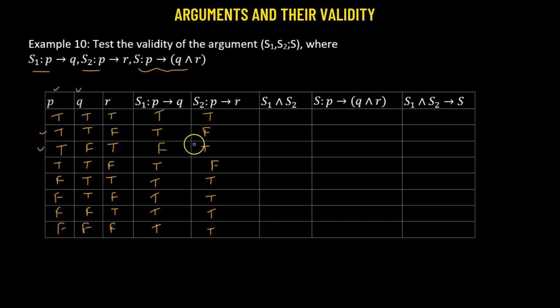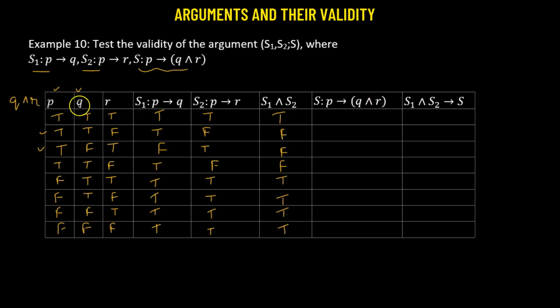Then we take the conjunction of hypothesis 1 and hypothesis 2. So this will be true, true, false will be false, false, true will be false, false, both true. So they are true, true, true, true. Now we have statement S, which is the conclusion. If P, then Q and R. So here we also need to find out Q and R.